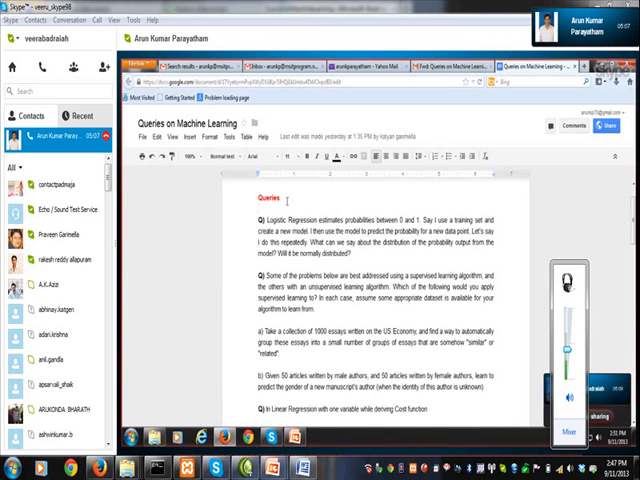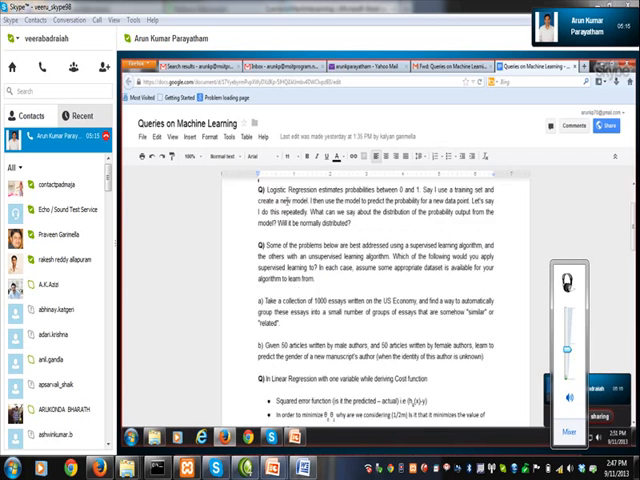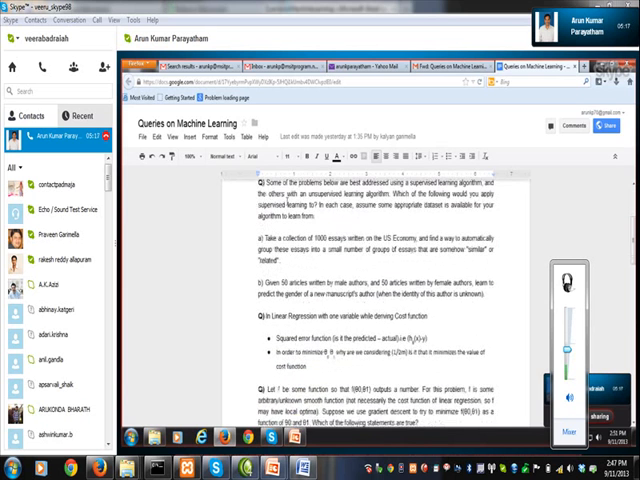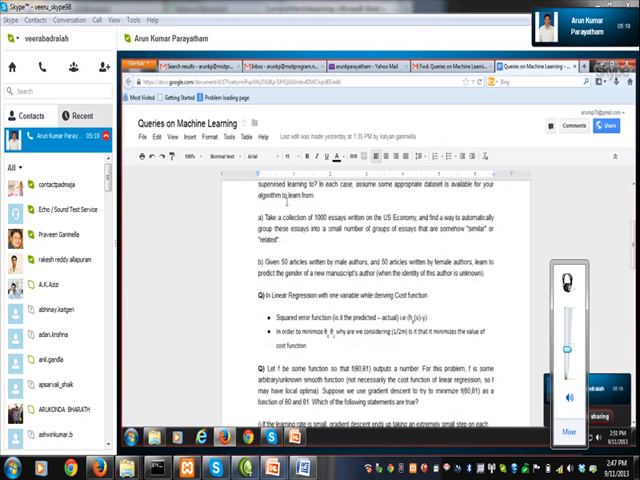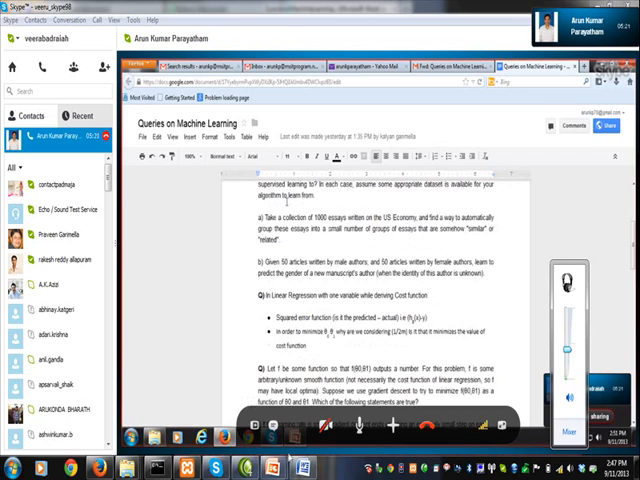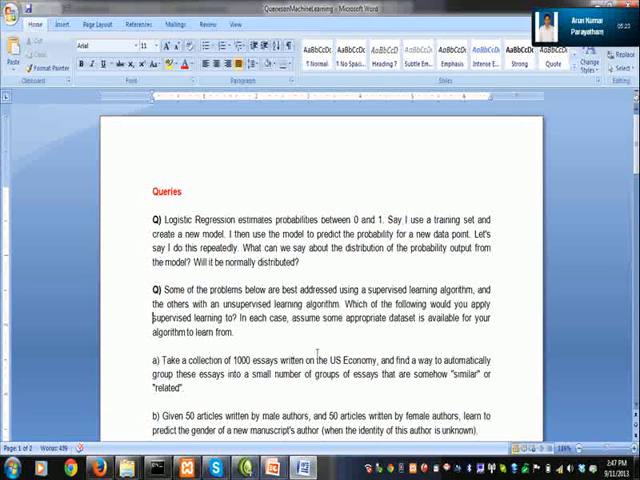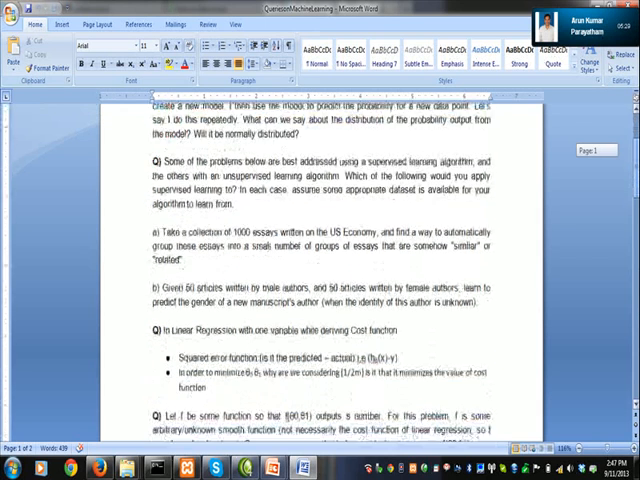Algorithm, which of the following would be applied supervised learning to? In each case, assume some appropriate data set is available for your algorithm to learn from. Take a collection of 1,000 essays written on the US economy and find a way to automatically group these essays into a small number of groups of essays that are somehow similar or related.